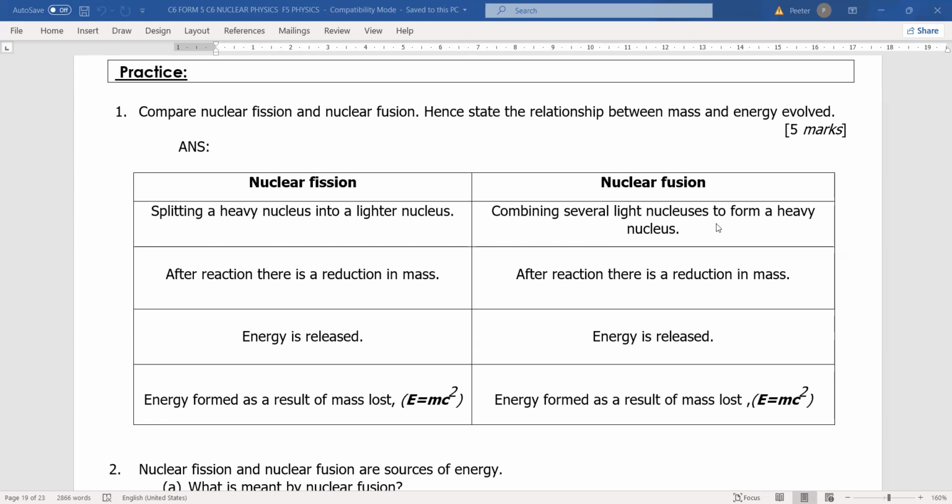Then fission or fusion, if you see carefully, you see, there is a reduction in mass in both, right? Both also release energy, and we calculate by using E equals mc squared.